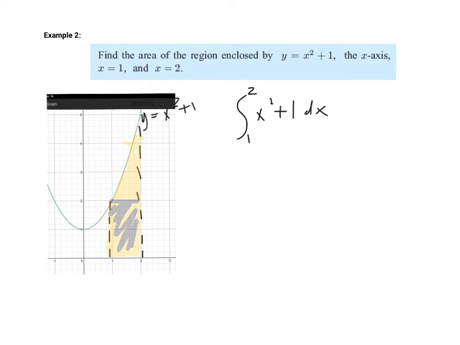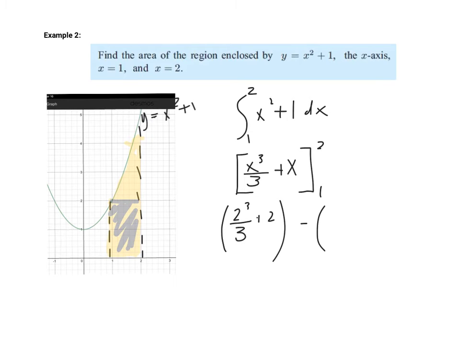So if we evaluate that, we end up with the integral of x squared is going to be x cubed over 3 plus the integral of 1, which is x, evaluated between 1 and 2. So we end up with 2 cubed over 3 plus 2 minus 1 cubed over 3 plus 1.